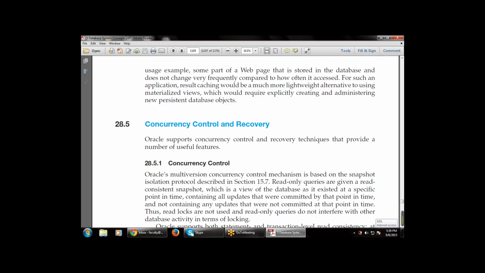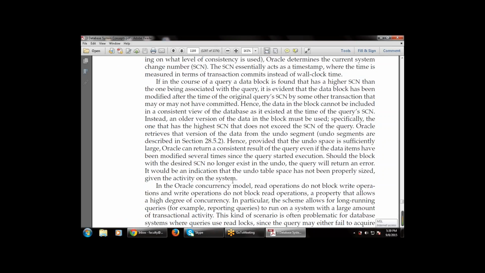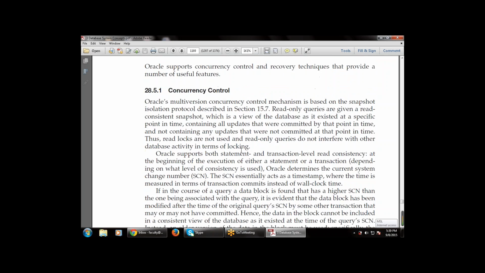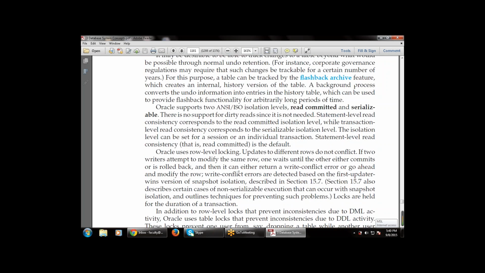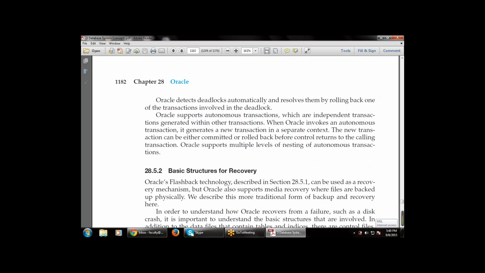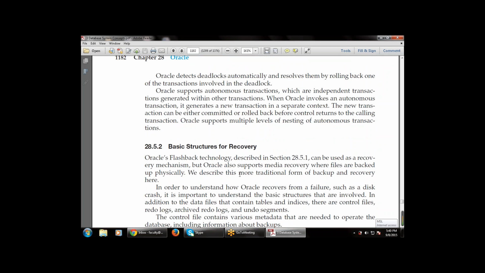The next is concurrency control and recovery, that is how to control the concurrency and how to recover if there is any fault in the concurrency conditions. First is concurrency control, which is done with various protocols, such as the two-phase locking protocol and the commit protocol, which is also included in concurrency control. And next is the basic structure for the recovery. What is the basic structure?